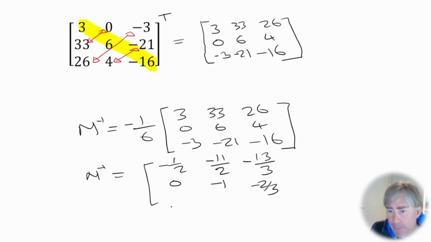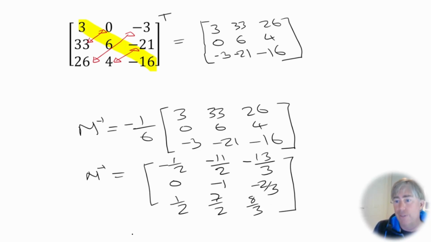And then finally my bottom row is going to be positive a half, negative 21 over negative 6 is going to be positive 21 over 6, both divide by 3, so it's going to be 7 over 2, and then finally it's going to be positive 8 over 3. Okay, so there is my inverse matrix. Let's just give a bit more symmetry to the brackets.